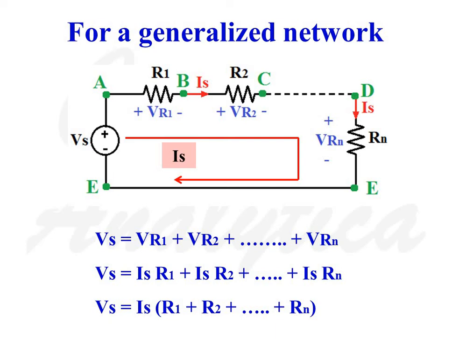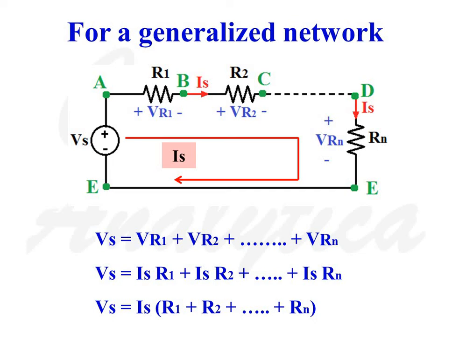Now let us generalize this. A network consists of n number of resistors and a voltage source connected in series. The resistors are denoted as R1, R2, R3, Rn, and the voltage source is denoted as Vs. So according to KVL, we can write Vs is equal to VR1 plus VR2 plus VR3 plus etc. plus VRn.